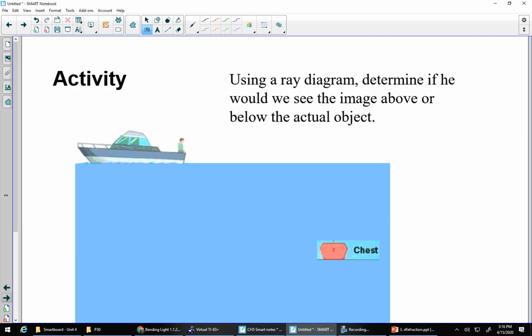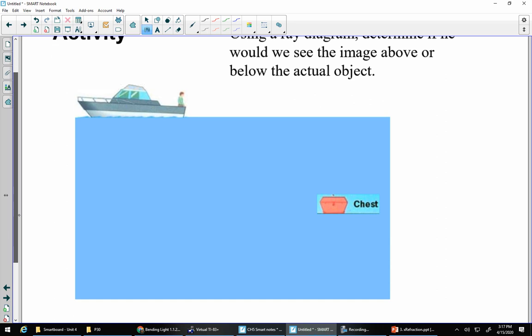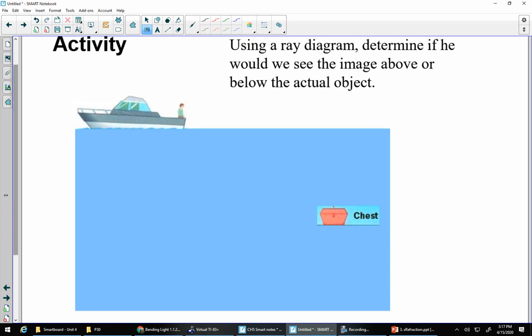Okay, very last activity is, you know when you're at the pool and you think that you can swim down and grab the little rings that sink and your job is to dive down and get them, but the rings always look like they're not as deep as they actually are. Could we explain why? Like this treasure chest that this guy's spotting from his boat, he's like, oh yeah, treasure, perfect. I'm going to swim down and grab that. It doesn't look as deep as it actually is.